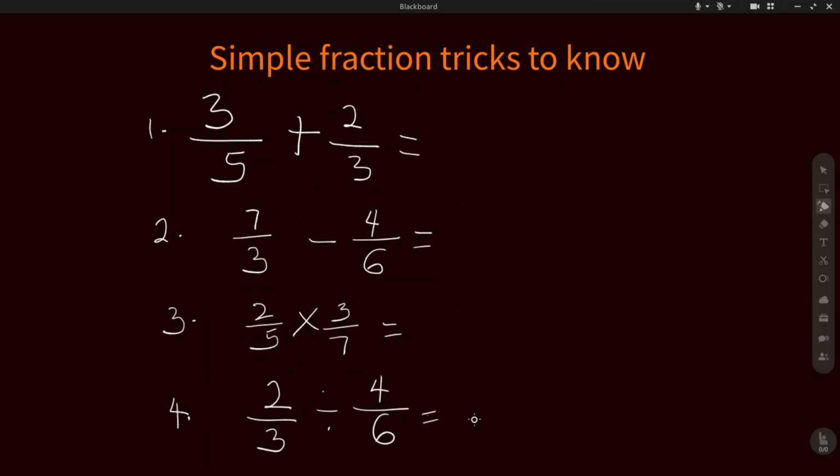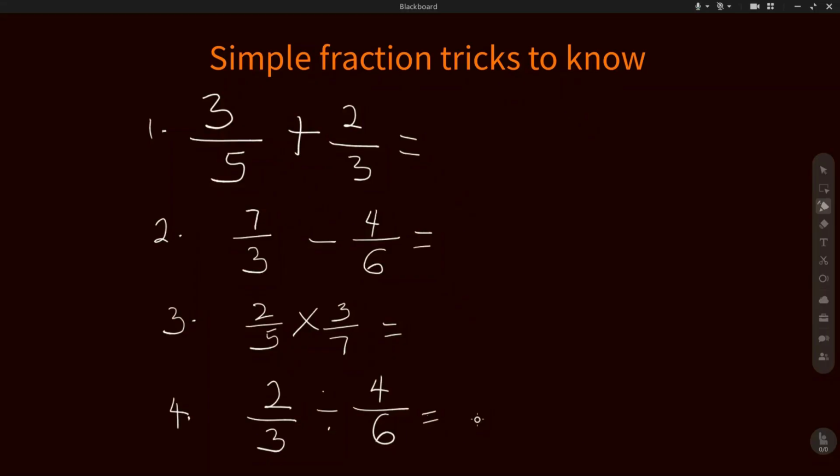Are you tired of watching your child cry over fractions? Let me show you the simple fraction trick that I teach my students that makes them fall in love with fractions. Now we'll be performing this trick on addition, subtraction, multiplication, and division.